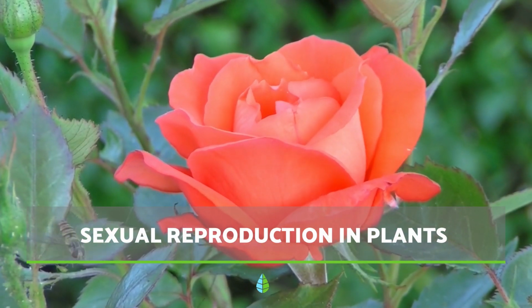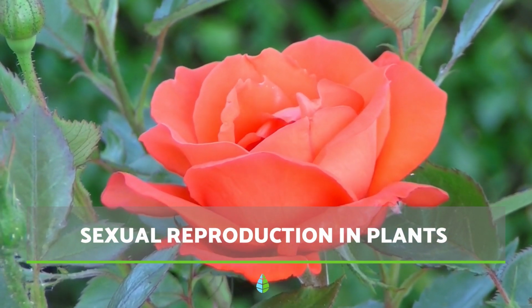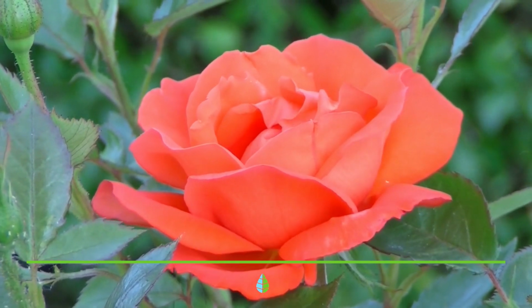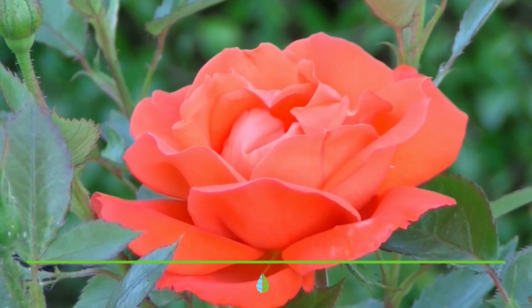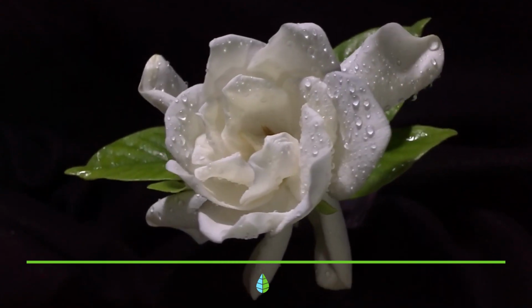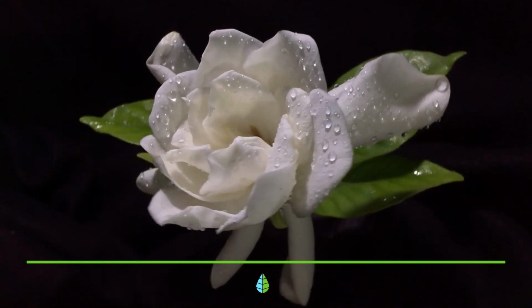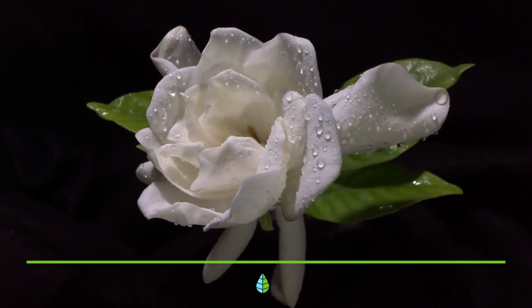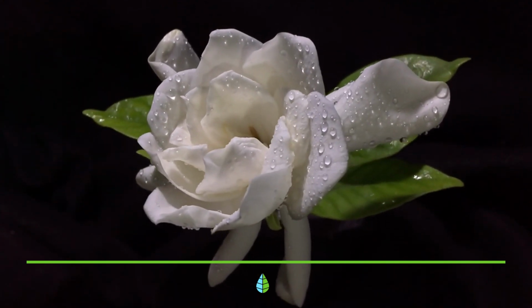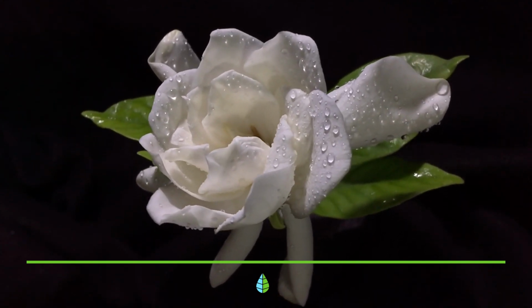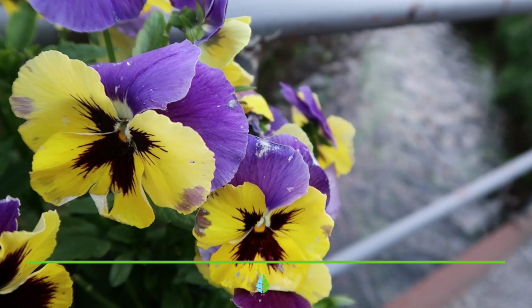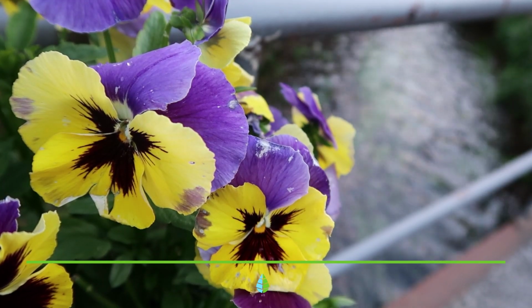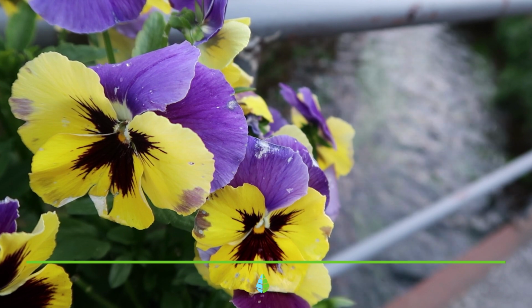Sexual reproduction in plants. This type of reproduction is the most common in plants, and it is done by the fusion of female and male gametes. In addition, it is important to know that this type of reproduction can occur between two different plants or by one plant that fertilizes itself by having the material of both sexes. Some examples of plants that reproduce sexually are roses, violets, and jasmine.